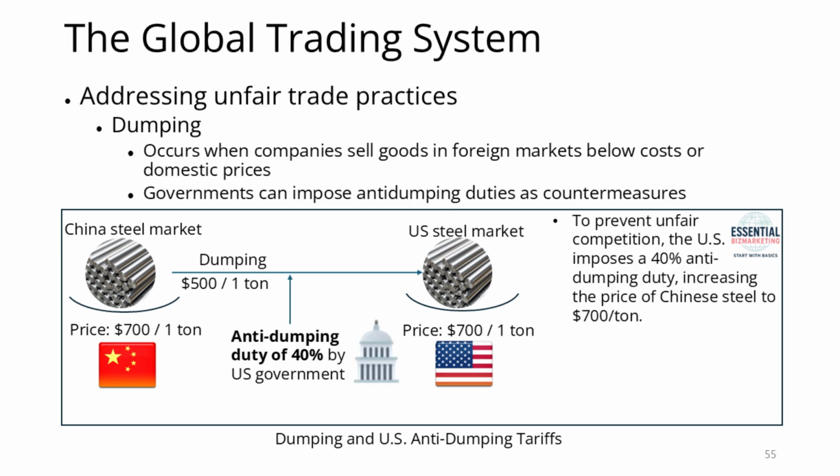To counteract this dumping, the U.S. takes action. A 40% anti-dumping duty is imposed, raising the $500 import price back up to $700. This measure eliminates the unfair advantage and restores fair market conditions.